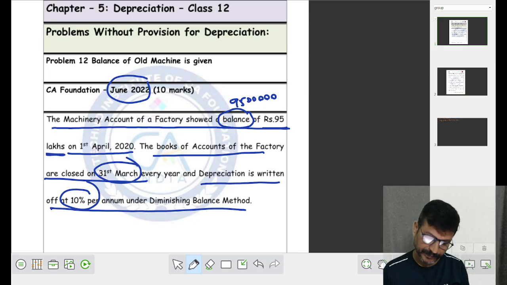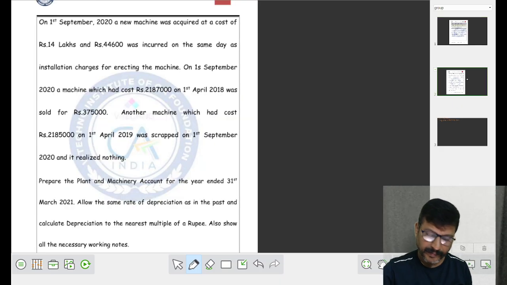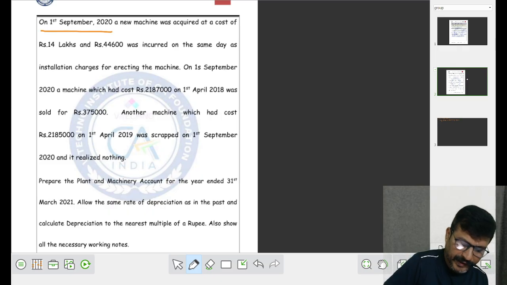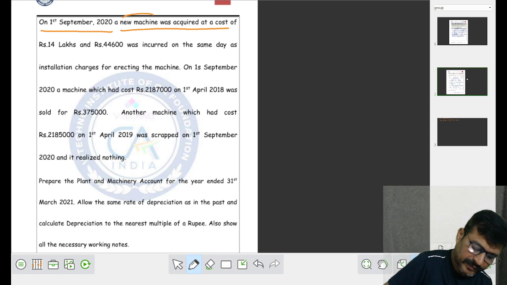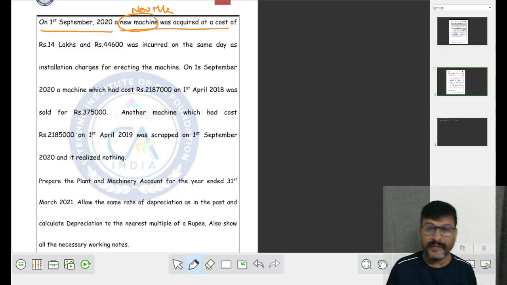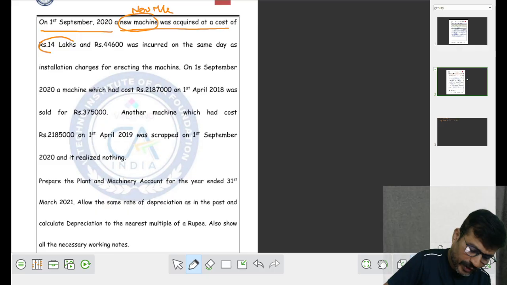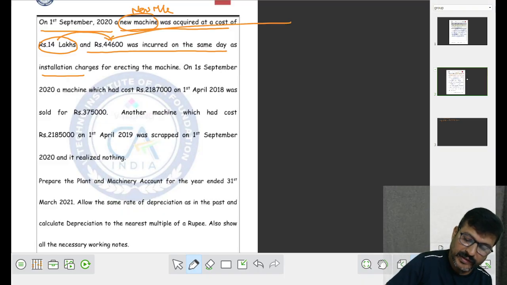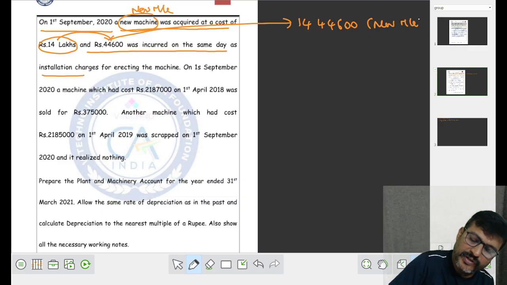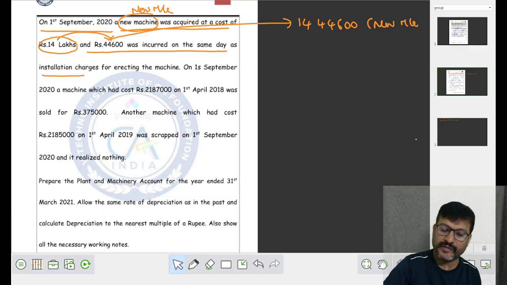Shall we move further? On September 2020, a new machinery was acquired. What? New machinery is acquired. When? On September 2020, at the cost of rupees 14 lakh. For that, 44,600 was incurred on the same day for its installation. What to do? You add these two numbers. It comes what? 14 lakh, 44,600. This is the cost of what machine? The new machinery was purchased.